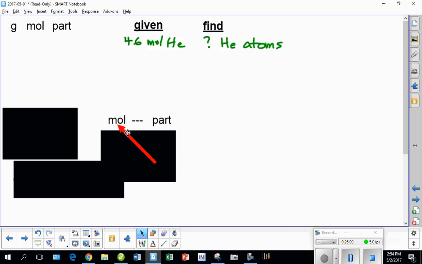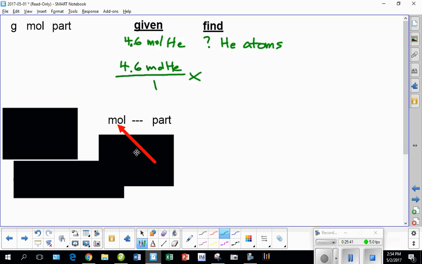What's our first fraction? Good. 4.6 moles helium over 1. All right, what has to be on the bottom of our next fraction? We're looking for atoms now. Whose territory are we in? See, this is the periodic table area. Are you looking? Over here.